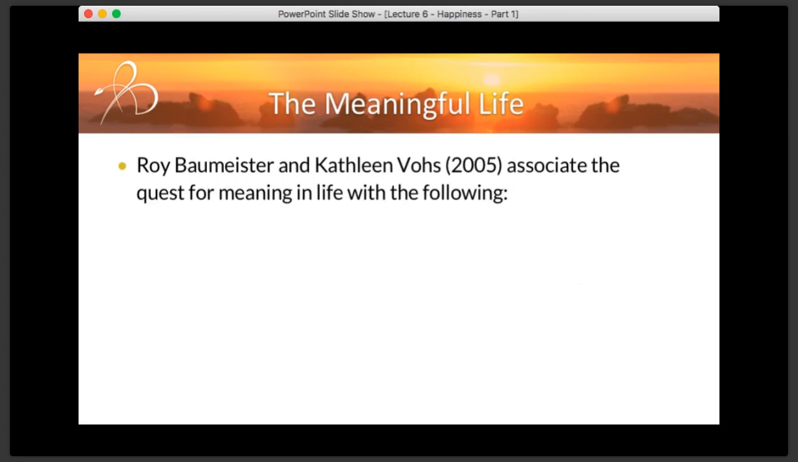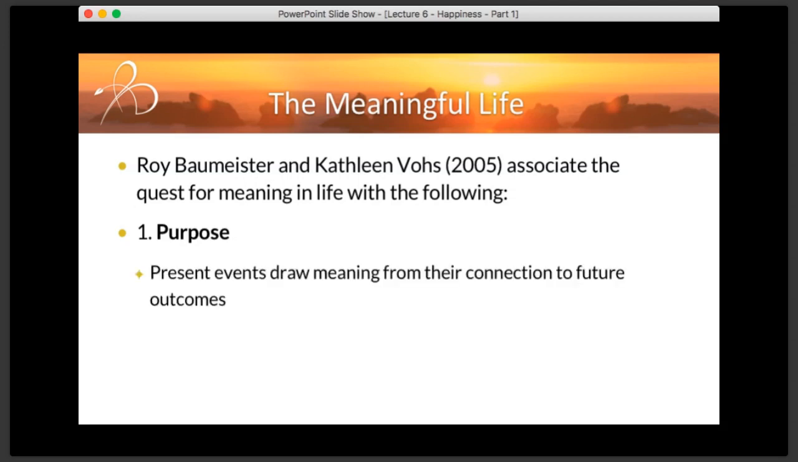Roy Baumeister and Kathleen Vohs associate the quest for meaning in life with the following. Number one is purpose, which they talk about as how present events draw meaning from their connection to future outcomes. So you're doing stuff today in service of some future outcome. You're working towards something. You're on a mission.